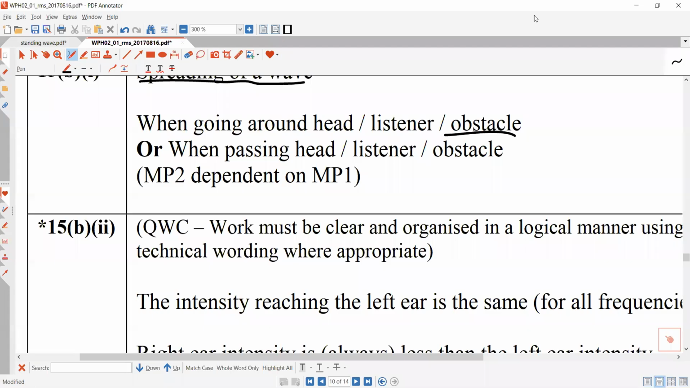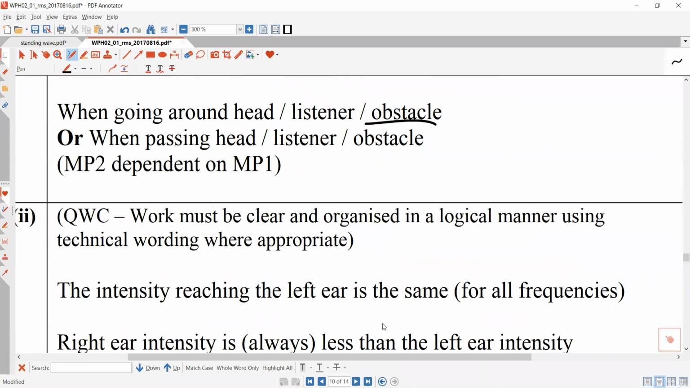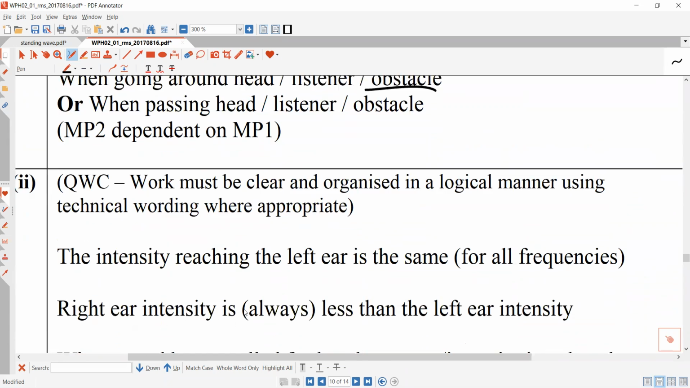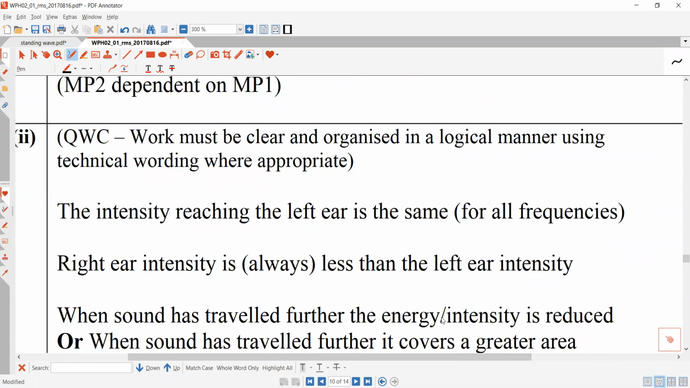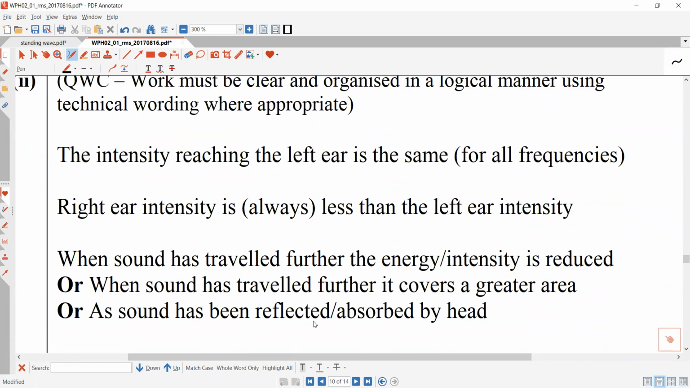Okay, so we discussed the answer. Let's see what the actual answer is. Intensity reaching the left ear is constant for all frequencies. I said that line. Right ear intensity is less than the left ear intensity when sound has traveled further, losing energy. Sound has been reflected or absorbed by the head.